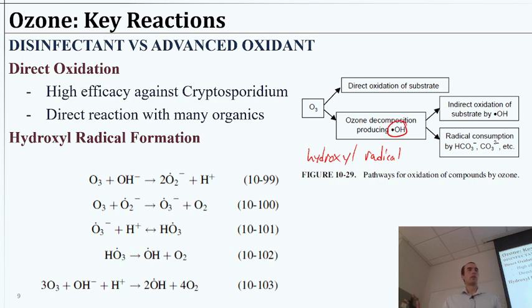There's a lot of steps here, but we see we can get to the hydroxyl radical, and it's going to be dependent on pH because it depends on the amount of OH minus. So at high pH, this is going to be more likely to happen. Low pH, we're not going to have so much of it. And finally, we can get the net reaction down here at the bottom. 3 ozones plus 1 OH minus and 1 H plus would give us 2 hydroxyl radicals and 4 molecular oxygen.